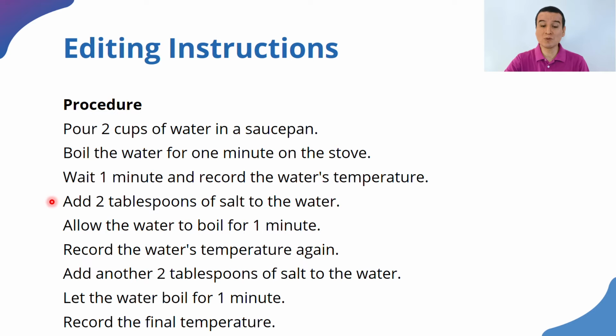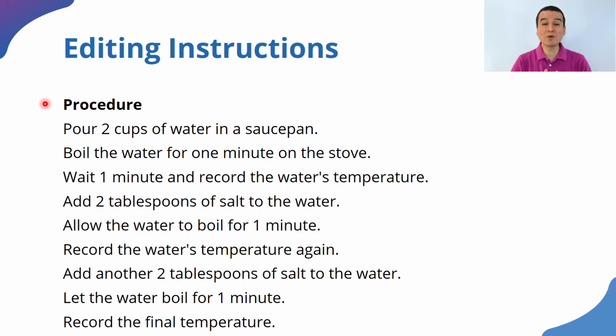Add 2 tablespoons of salt to the water. Allow the water to boil for 1 minute. I love this. Very specific. Record the water's temperature again. Yes. Add another 2 tablespoons of salt to the water. Great. Let the water boil for 1 minute. Finally, record the final temperature. Great. I love those instructions. They are very specific, and I hope your instructions were like that as well.